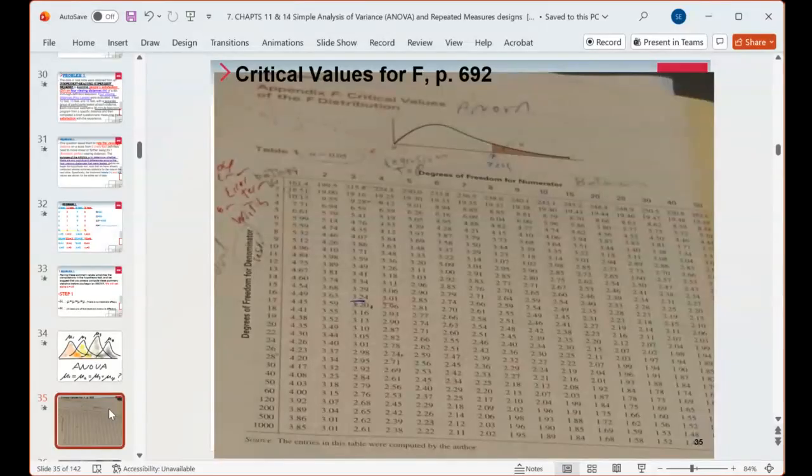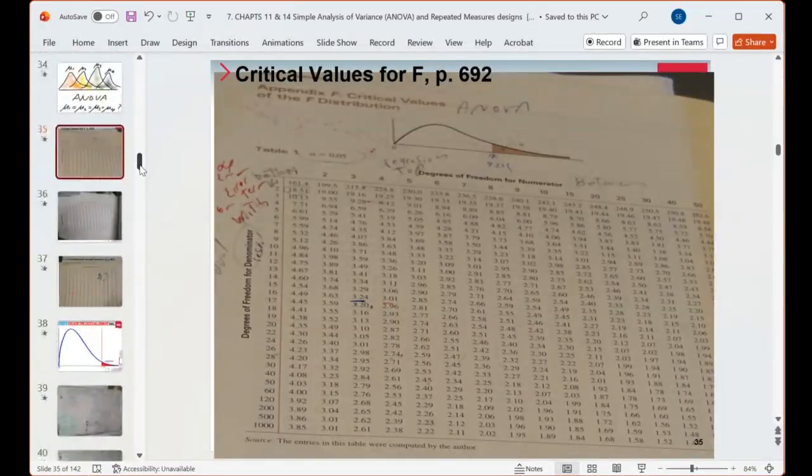So this is our critical value for F. It's on 2 pages, one for alpha of 0.05, page 692, and then for alpha of 0.01, it's on the next page, 693, if you use the text that I showed you at the beginning of the semester. If you use any other textbook, just look for the F value, that's ANOVA. In order to find that, again, you have columns and rows. Columns are the df error terms, which is df within. And rows are df between.